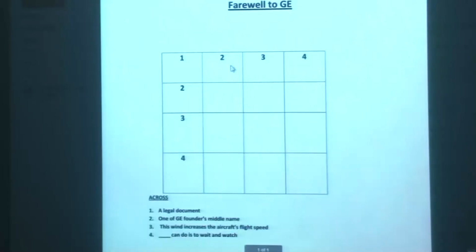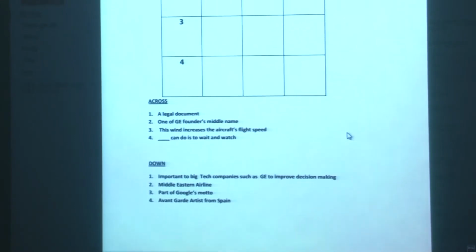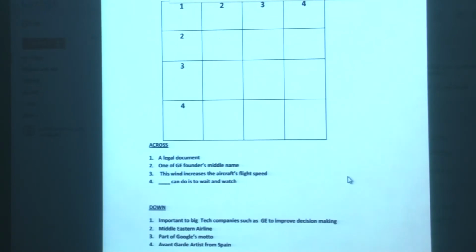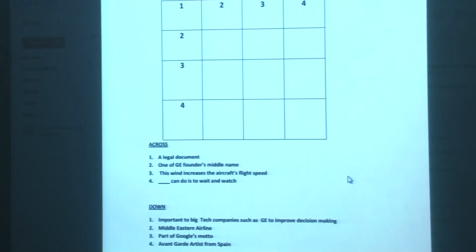And the next one is the equivalency. Who is one of GE founders' middle name? That is the 2 across: one of GE founders' middle name. Do you know who founded GE? No? You make a guess, yeah. Alva. Yeah, Thomas Alva Edison. So Alva. Okay, good. So then this clue should be easy. Part of Google's motto. Evil. Okay, good. So that's don't be evil.